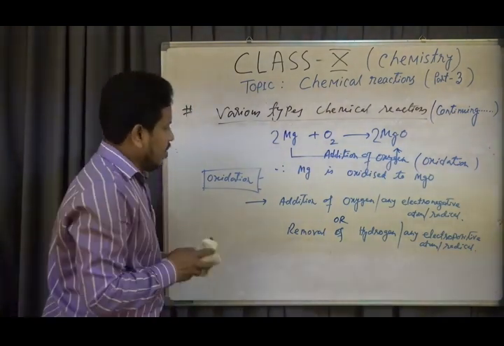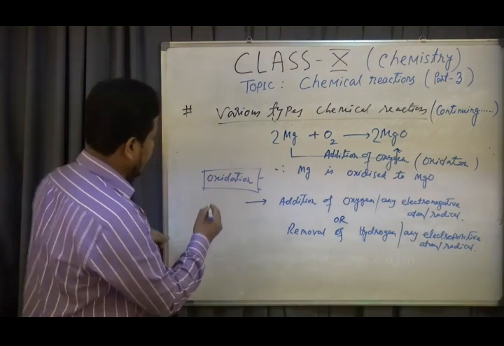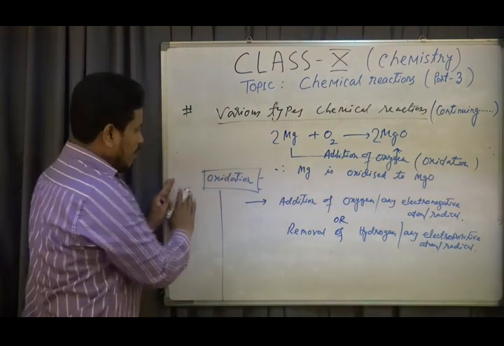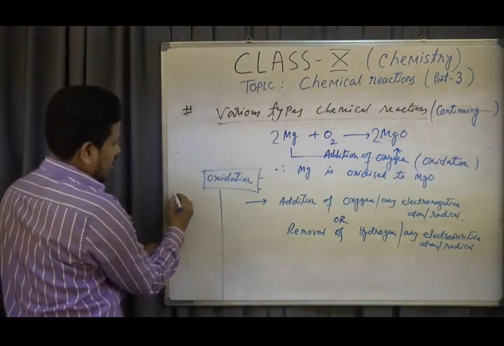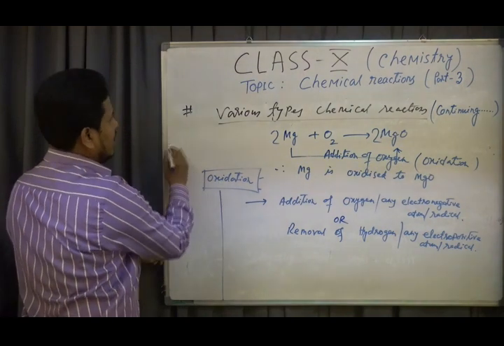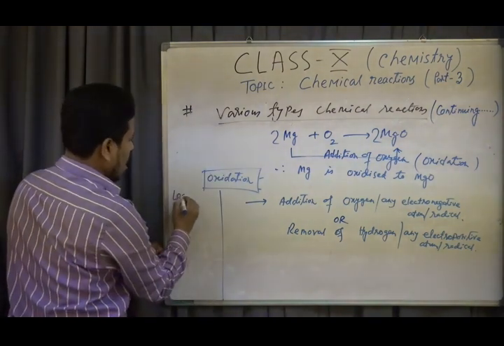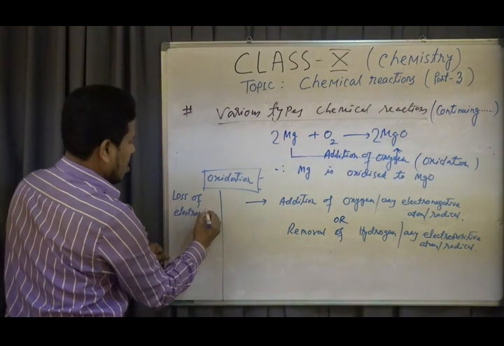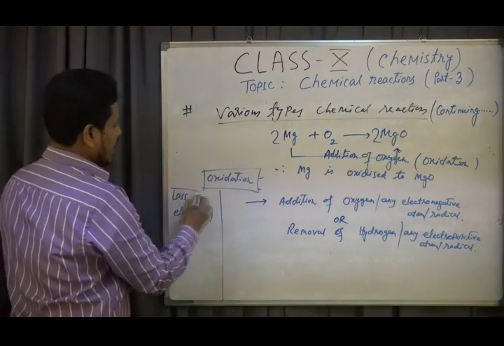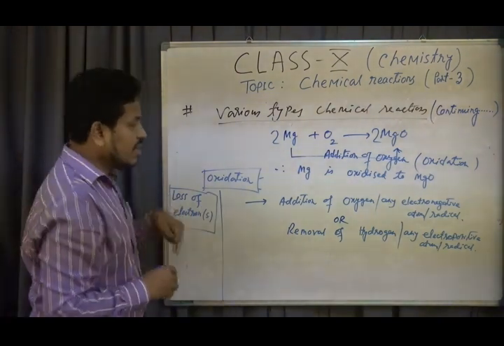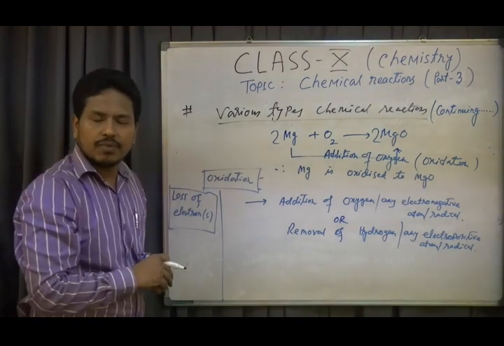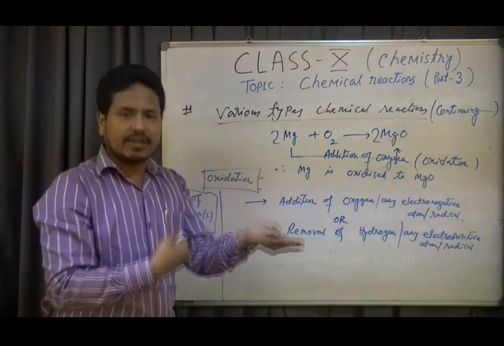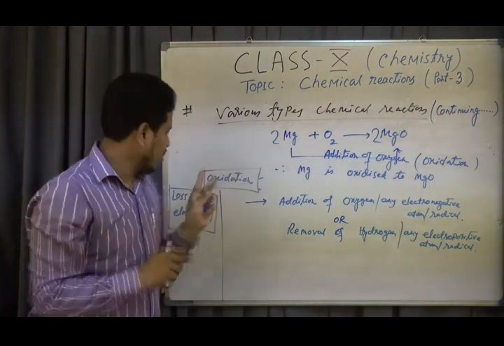Now, modern concept. I am writing here, modern concept. This was the old concept to define the oxidation process. In the modern concept, my dear students, oxidation means loss of electron or electrons. I mean, during the process, if an electron is lost, that is donation of electron. Electron or electrons means one or more electrons lost. That is the oxidation reaction.